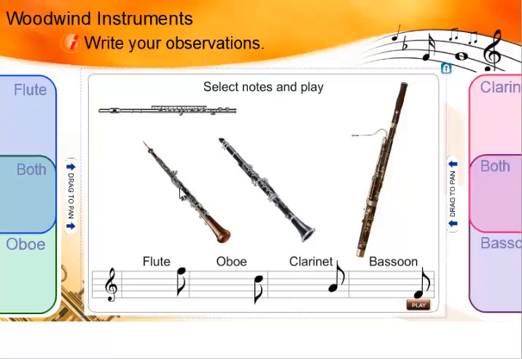The flute, the oboe, the clarinet, and the bassoon. Just as before, the pitches get lower as we go across. The flute is the highest and the bassoon is the lowest. Let's hear them all together.